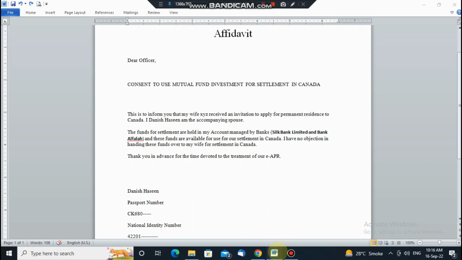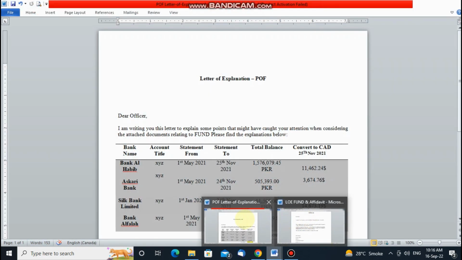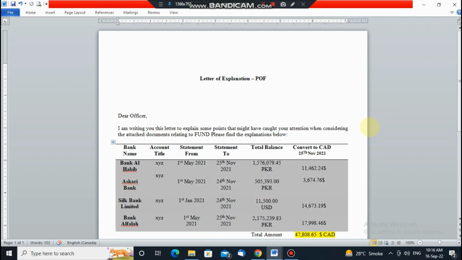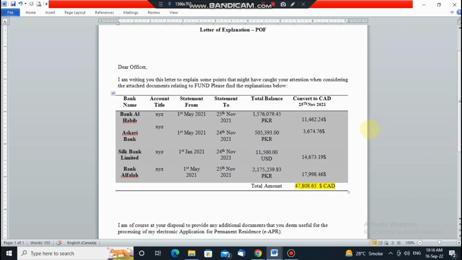And the second letter, I will show you how I explained the proof of fund. So you can see what I have written here. Here you can write the bank name and account title. Suppose this account belongs to you, the principal applicant, and another account belongs to the spouse. So you have to mention the account title. If you have a joint account, you can write the account title as a joint account.